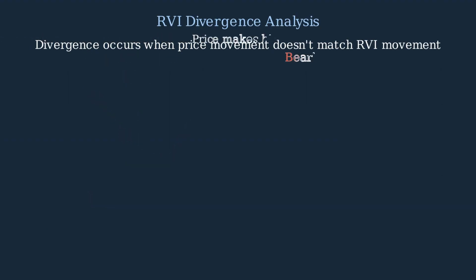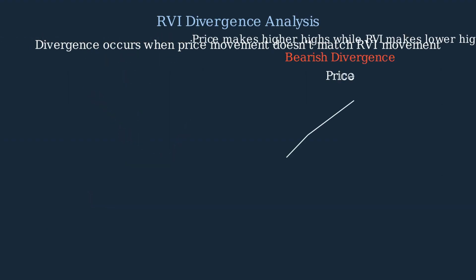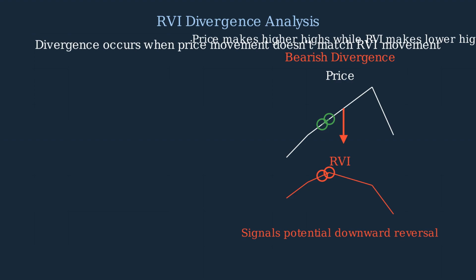On the other side, bearish divergence occurs when price makes higher highs while the RVI forms lower highs. Here we can see the price continues to rise, reaching new highs, but the RVI indicator is making lower highs. This bearish divergence indicates that buying momentum is weakening despite higher prices, warning of a potential downward reversal.